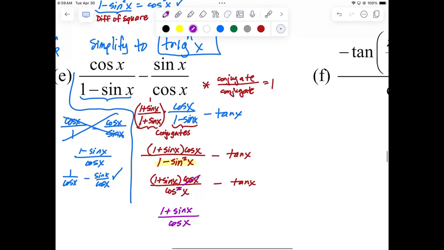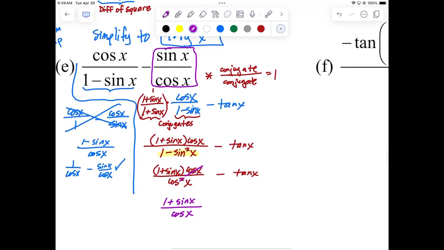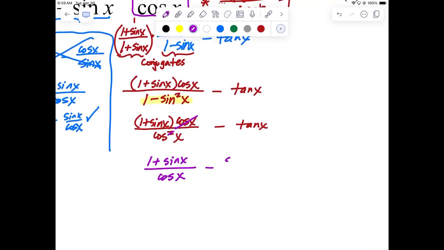Look at what it started as. It started as sine over what? Sine over cosine. If I leave it as cosine in the bottom, then I have common denominators. I can combine the two terms. Yes? So I'm going to put it back as sine of x over cosine x.